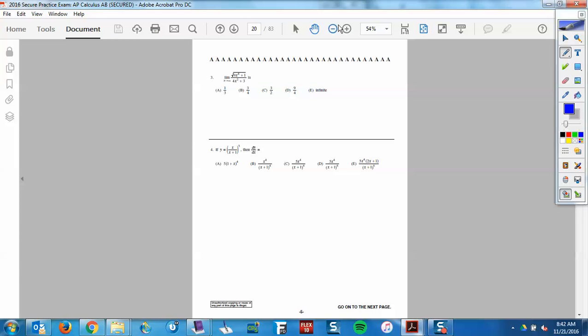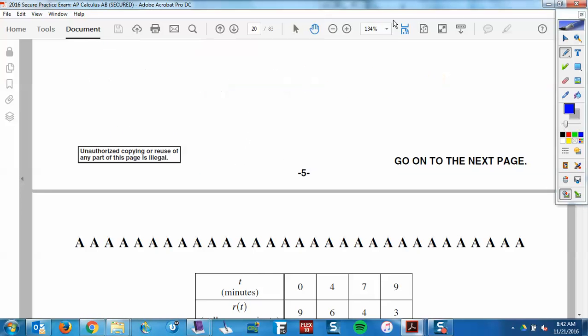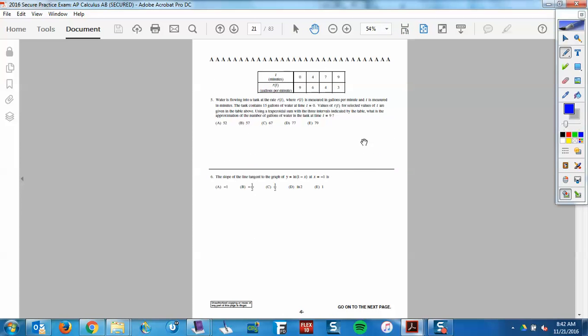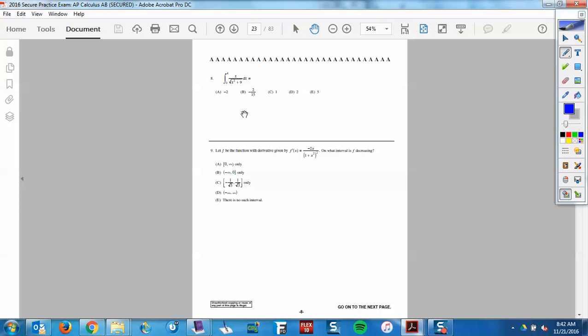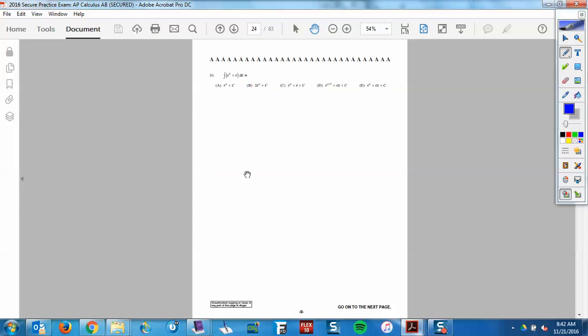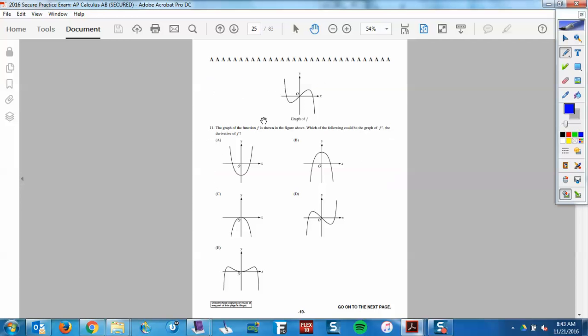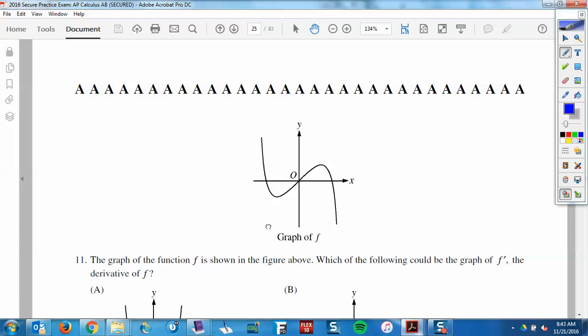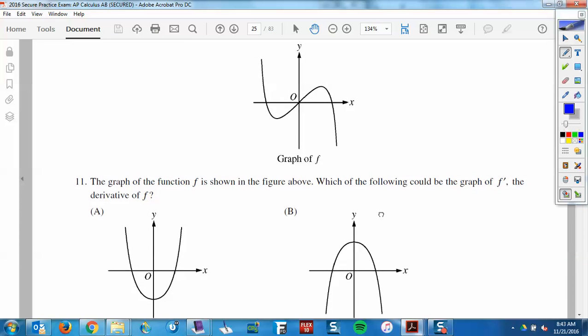Look at that. Question number 3. Limit problem. Oh, it's infinity. We haven't done infinity. Oh, look at that. Slope of the tangent line. We can do some of this. Oh, that's not infinity. Here's a function with the derivative. F decreasing, right? Chart question. We can do that. Oh, look at this, 11. We can do 11. There's F. Which of the following would be F prime?